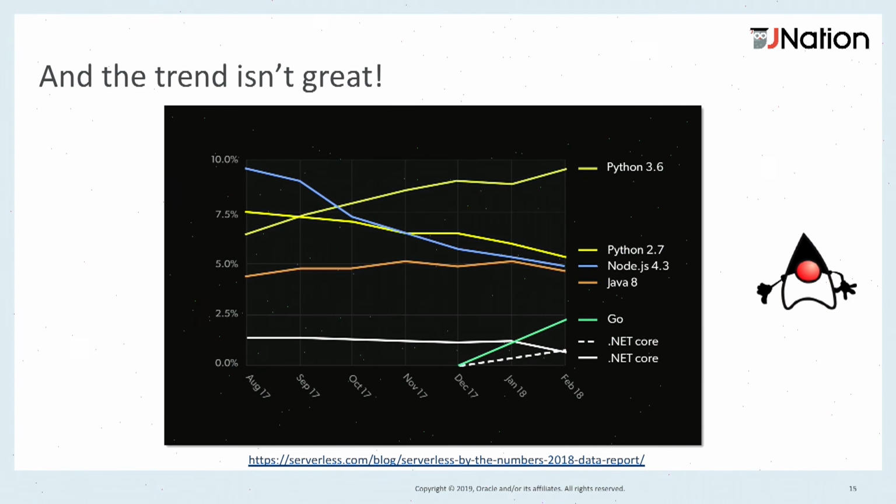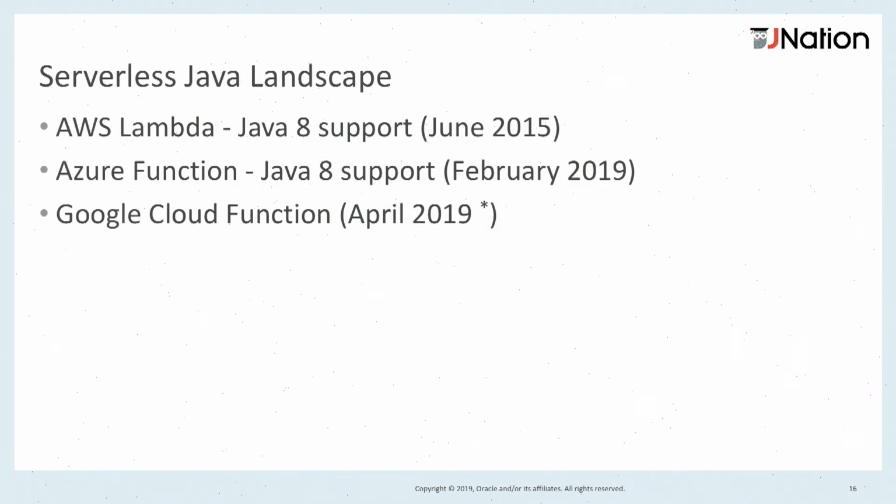So how can we explain that? On one hand, we have Java, a very widely used programming language, and on the other hand, we have this emerging space where clearly Java is not widely used at all. So we might want to look at the historical FaaS landscape.